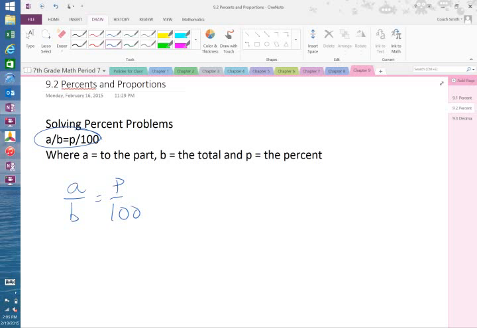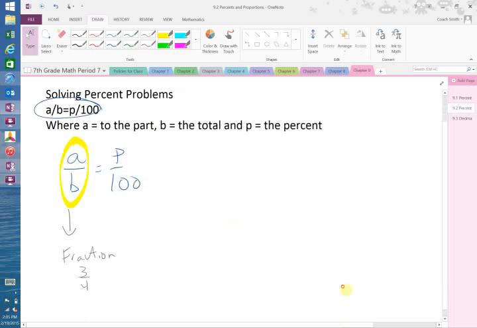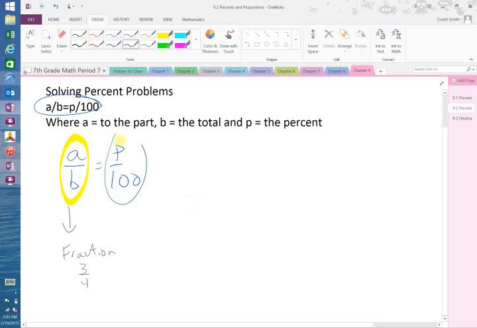There's only three things in the proportion. 100 is always 100. It doesn't change. And what you have is two basic things. This right here is just a normal fraction like 3 over 4. The P over 100 is what we do to change a percent to a fraction.